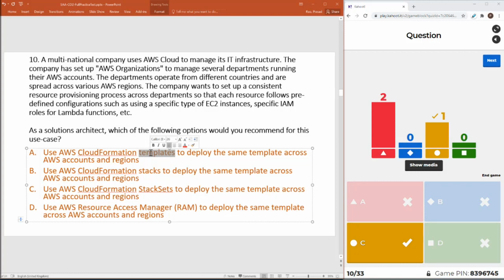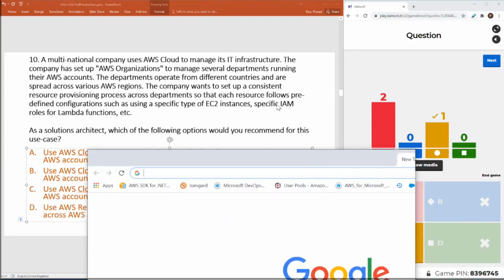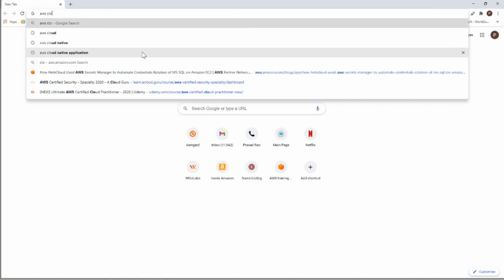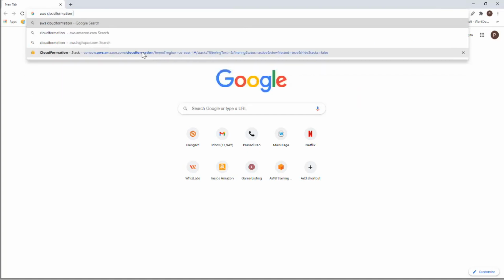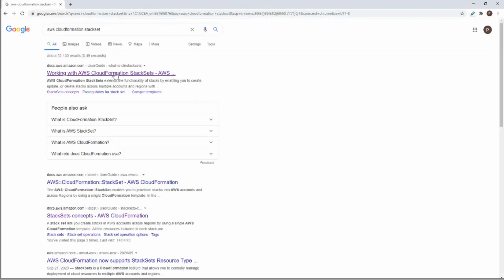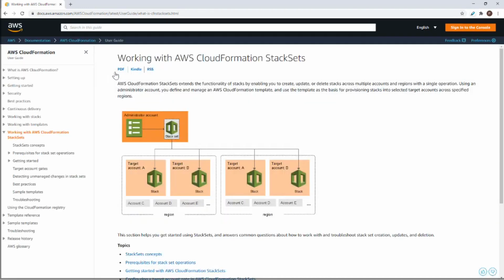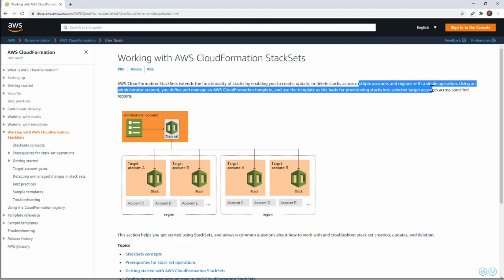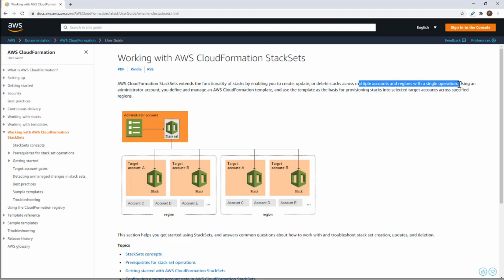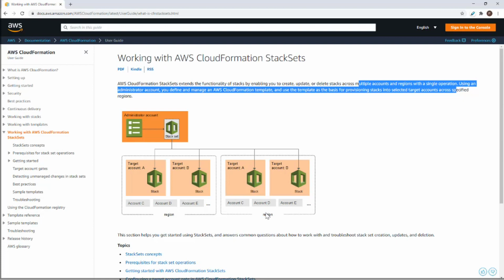But that's when we have AWS CloudFormation StackSets. Let me Google that and show it to you. It might be easier. CloudFormation StackSet. If you have not heard of this term before, StackSet extends the functionality of stacks by enabling you to create, update, and delete stacks across multiple accounts and regions with a single operation. So if you want to do it across multiple accounts and regions, StackSet is the way to go.